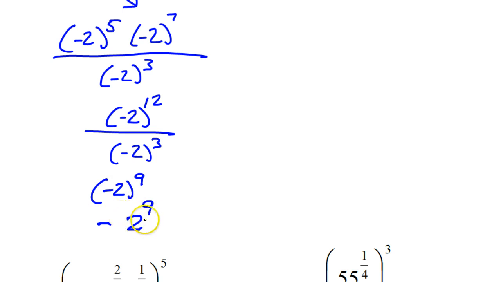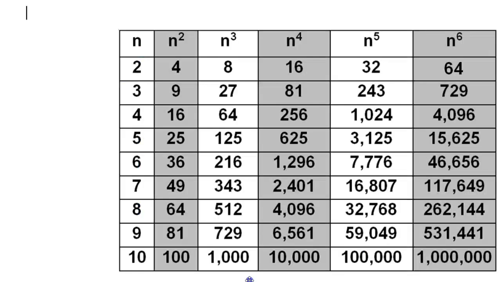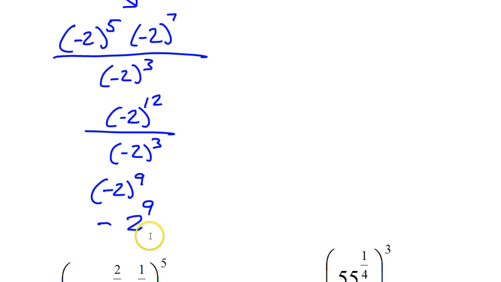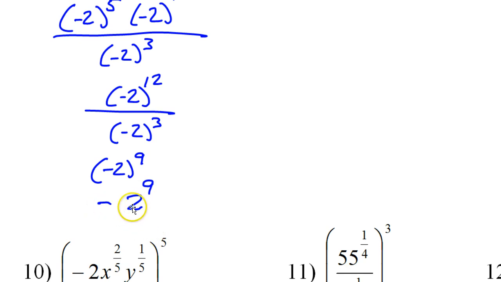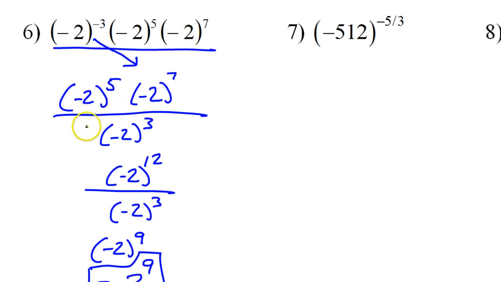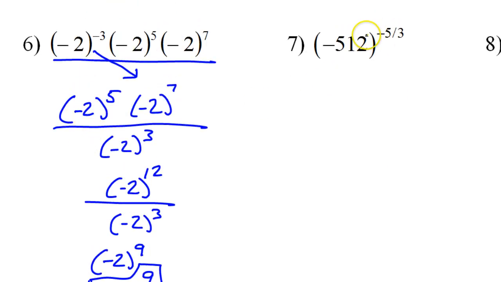And yeah, anything that's a 4th power or higher, you can just leave it. Well, strike that. What I mean to say is anything that's not on the table that you're given, you can just leave it. So 9th power is not on the table, so let's just leave it as negative 2 to the 9th power. Okay, so that is the answer to number 6. Alright, number 7.